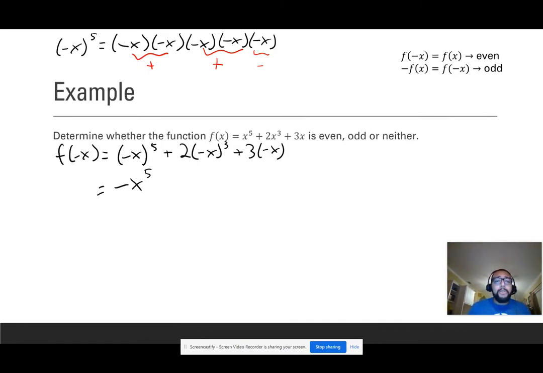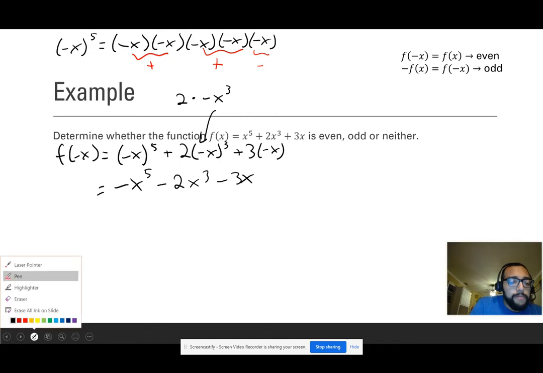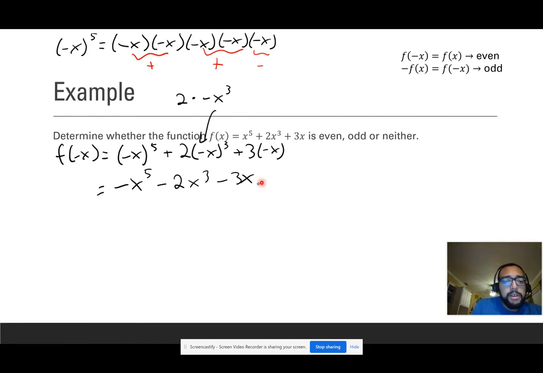Okay, cool. What about this cube? Oh, it's going to be the same thing. It's going to be 2 times negative x cubed, which is just negative 2x cubed. Again, what we did here, in case you didn't see it, is 2 times negative x cubed, which is just negative 2x cubed. And then 3 times negative x would be negative 3x. Question for you. Is this function the same as we started with? It is not. So that means here we don't have an even function.